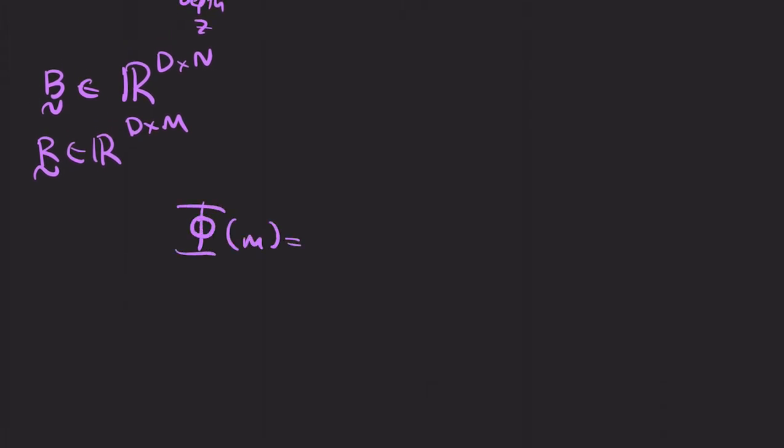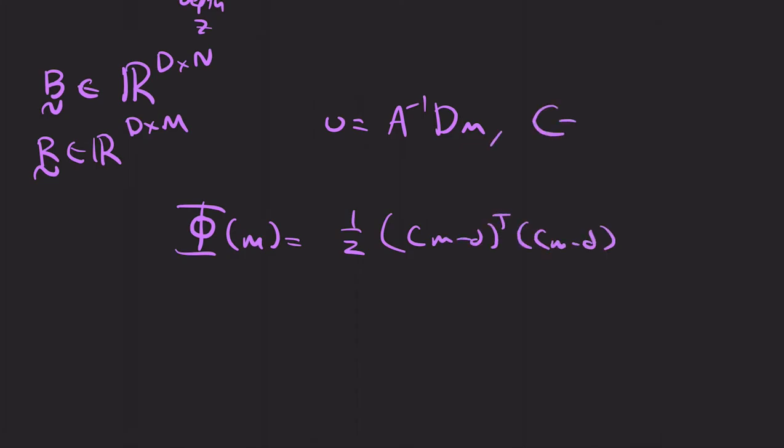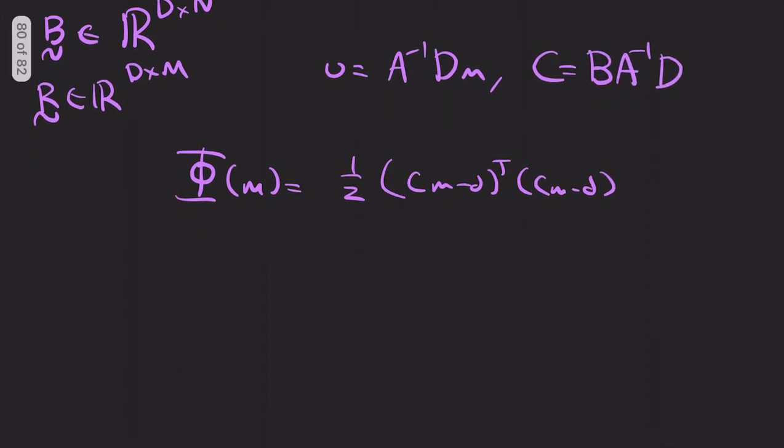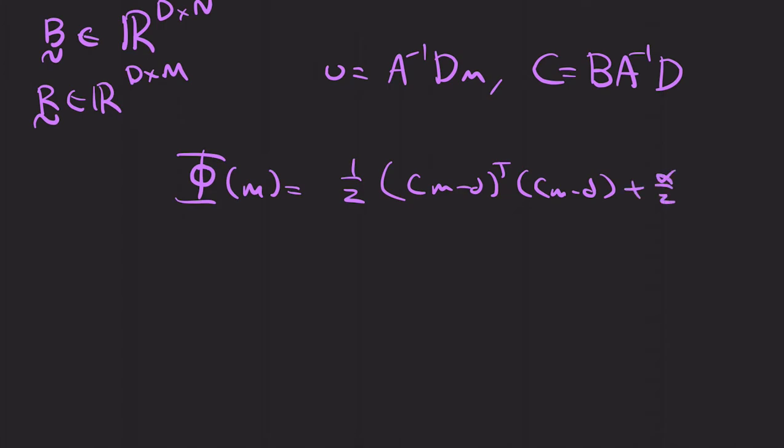So let's just write this as phi of m is 1/2 the norm of Bu minus d, transpose. One other thing, u equals A inverse Dm, so we can eliminate this dependence. And I'm going to set C equals B A inverse D, plus alpha over 2 m transpose R m.